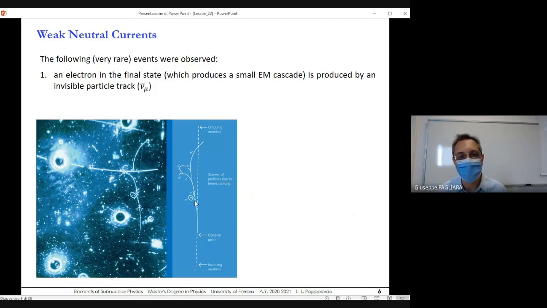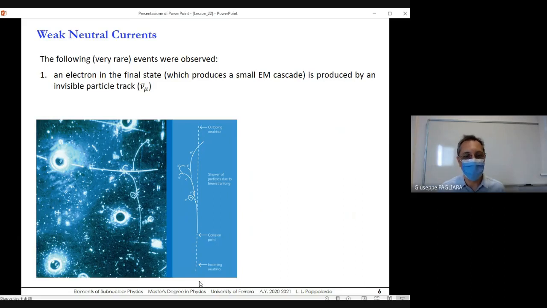So, what did they observe? They observed two kinds of rare and strange events. The first one is an event like the one you see here. There is an incoming neutrino, which is our neutrino beam, of course invisible in the bubble chamber, it does not leave any track. Then at a certain point, you start to observe an electromagnetic shower. We see the track of an electron, which radiates a Bremsstrahlung photon, which produces an electron-positron pair, which radiate photons, and so on. So you have an electromagnetic shower that you can see in this photograph made inside the bubble chamber. And then, of course, the neutrino goes straight away.